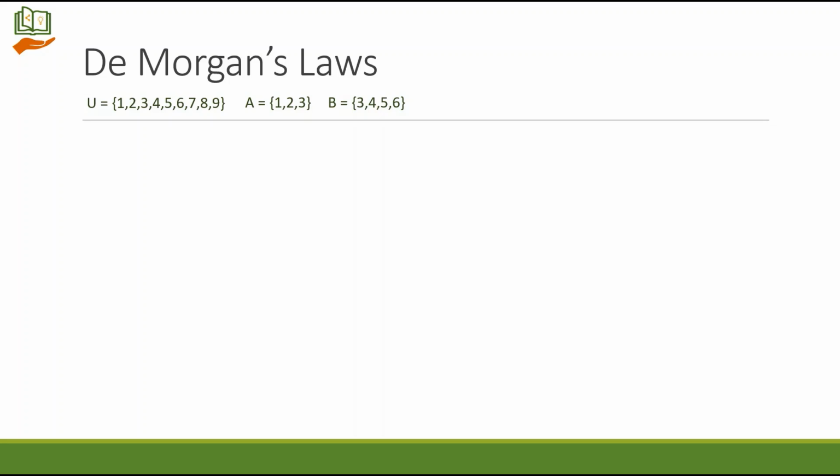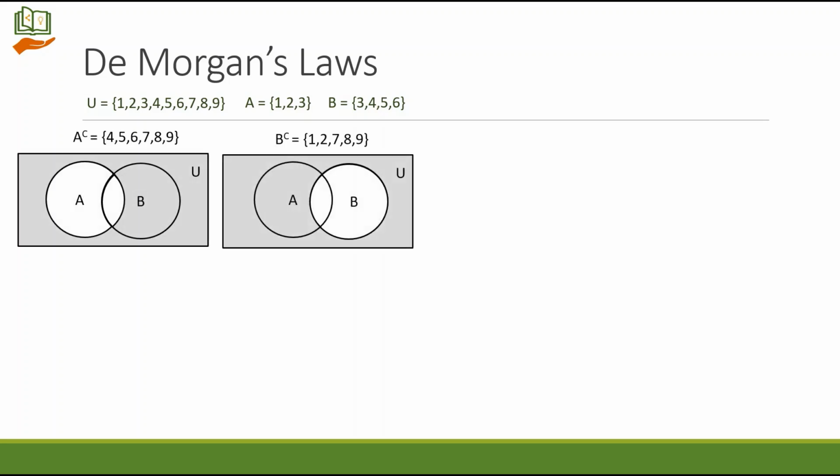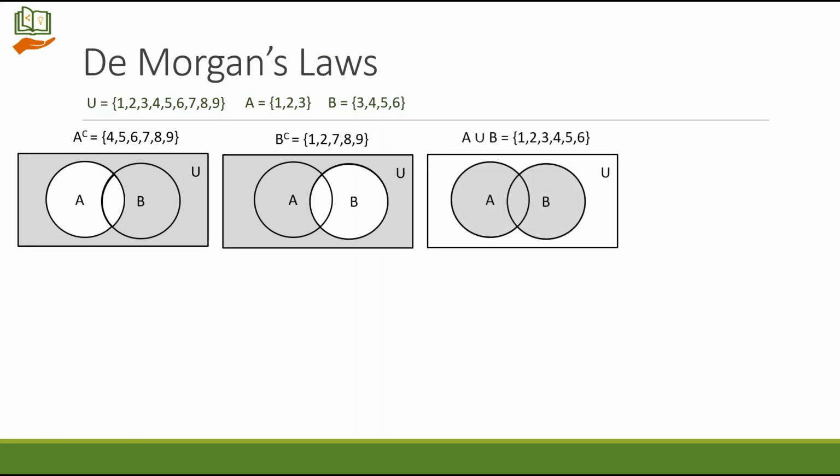Next we are getting into De Morgan's law. Here we will consider universal set, set A and set B again. Let's take A's complement, then we have B's complement. So A's complement is everything other than 1, 2, 3. B's complement will be everything other than 3, 4, 5, 6. Then we will have A union B, which will merge A and B together. So the union will give 1, 2, 3, 4, 5, 6.